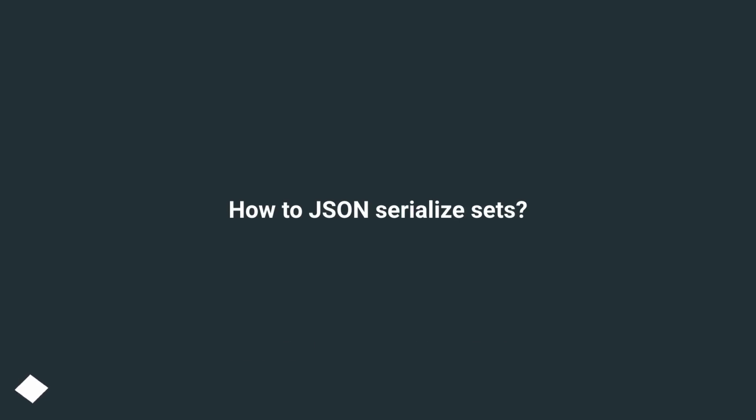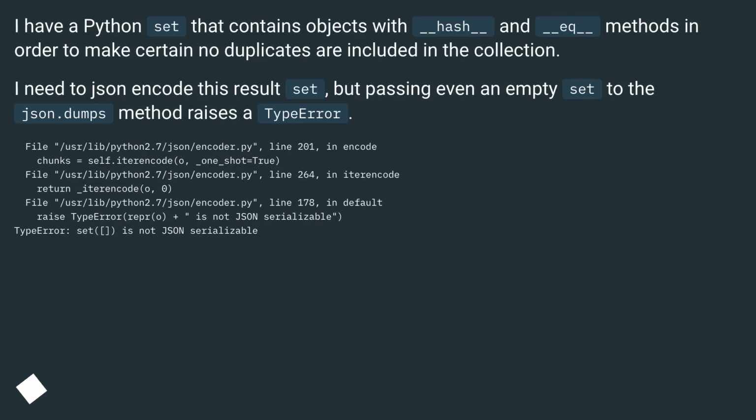How to JSON serialize sets. I have a Python set that contains objects with __hash__ and __eq__ methods in order to make certain no duplicates are included in the collection. I need to JSON encode this result set, but passing even an empty set to the json.dumps method raises a TypeError.